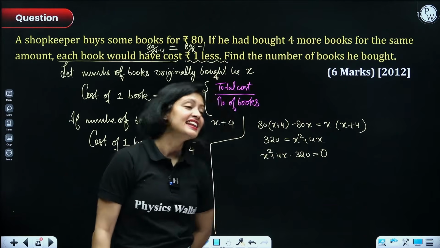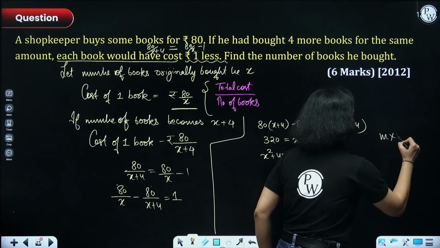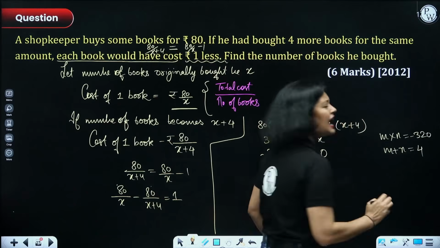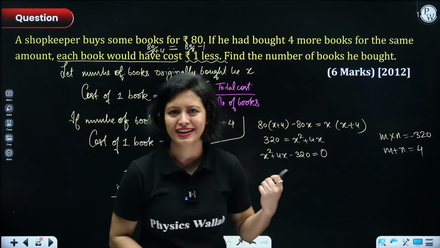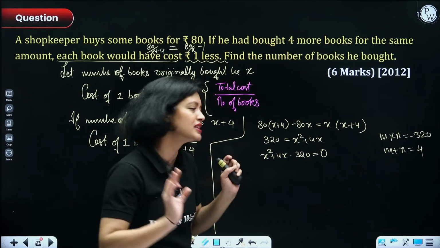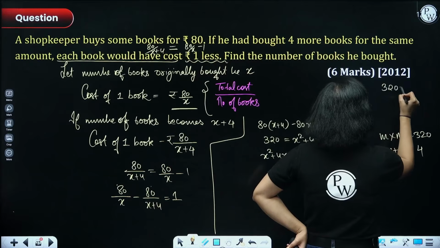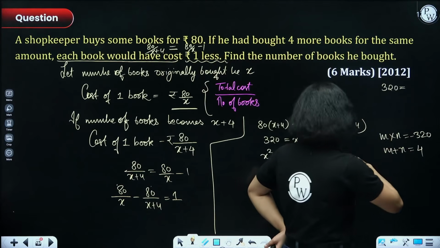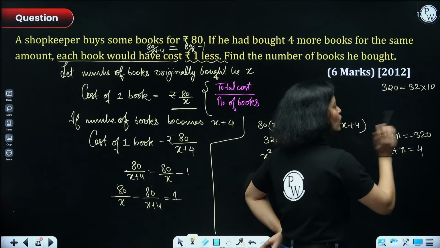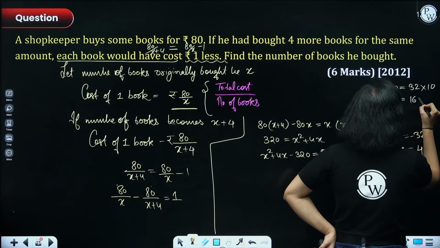That's it. Now let's think about two numbers whose product is negative 320 and whose sum is 4. That means both the numbers would have opposite signs because the product is negative. So for now, think about two numbers whose difference is 4 and multiplication is 320. For that, you can try breaking 320 down. We can break it down as 32 into 10, but that won't give us a difference of 4. Or we can break it down as 16 into 20.